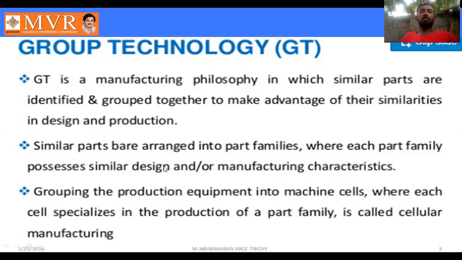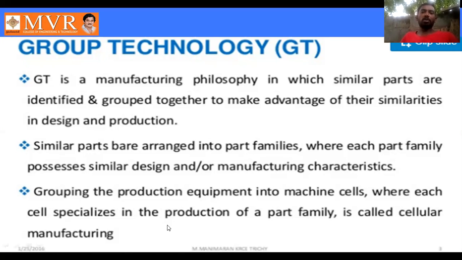So similar parts are arranged into the part families, where each part family possesses similar design and/or manufacturing characteristics. Each part family can possess a similar design. So based on the structure, that is nothing but design or manufacturing characteristics. For this purpose they are arranged into a group. The group is nothing but one of the part families.